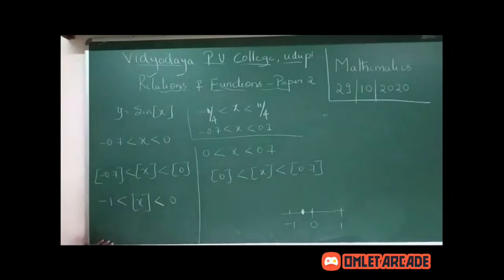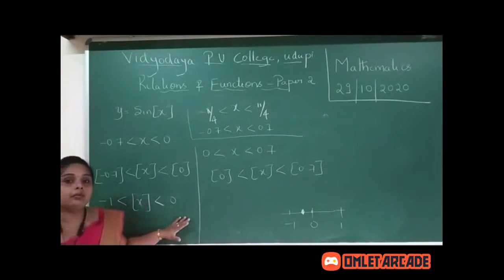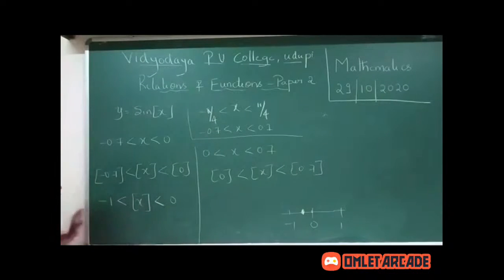Okay, now look here. Greatest integer x, which is greater than minus 1 and less than 0. Which is the greatest integer? The greatest integer will be the value which is less than or equal to the given number. So it will be minus 1.